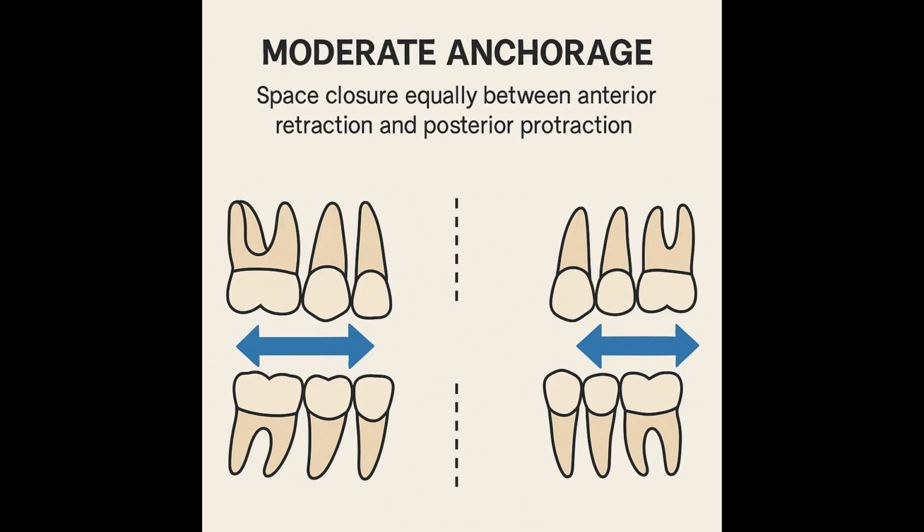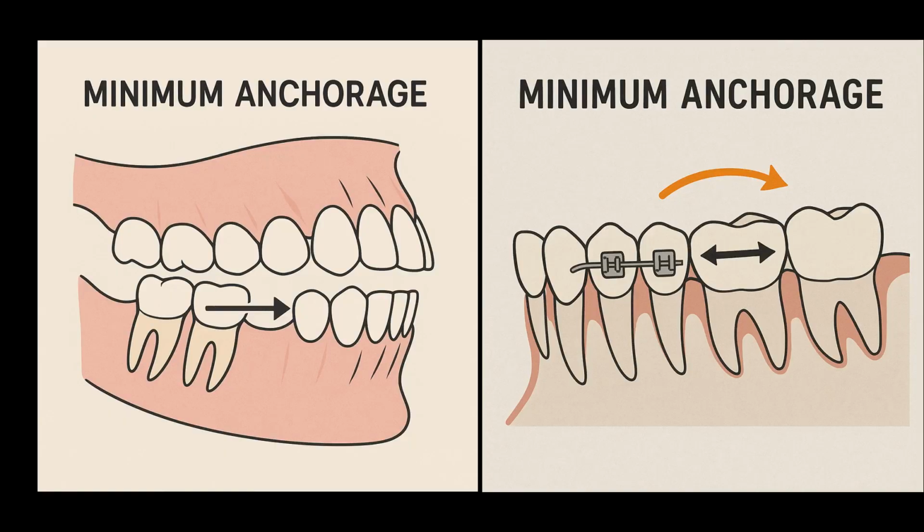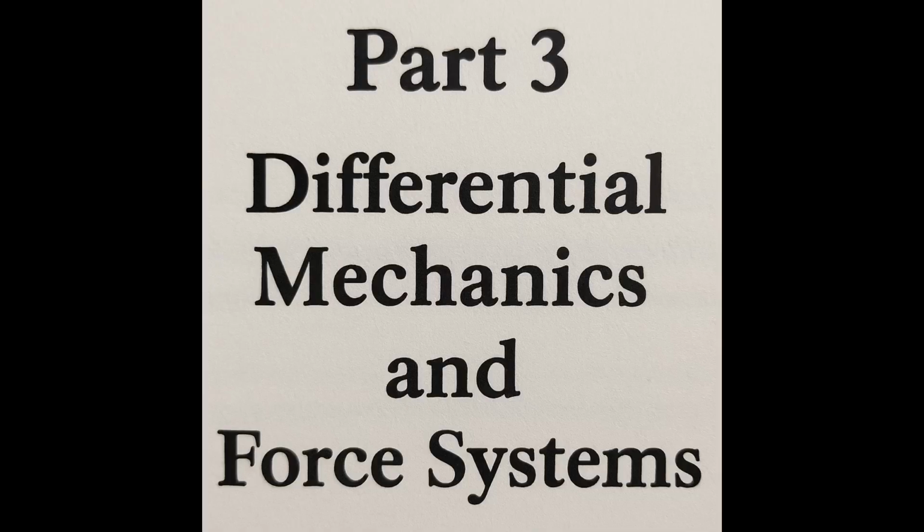Moderate anchorage involves sharing the space closure equally between anterior retraction and posterior protraction. Minimum anchorage requires that most of the closure occurs through mesial movement of the posterior teeth. This strategy is less common but indicated in certain malocclusions. Part 3. Differential mechanics and force systems.